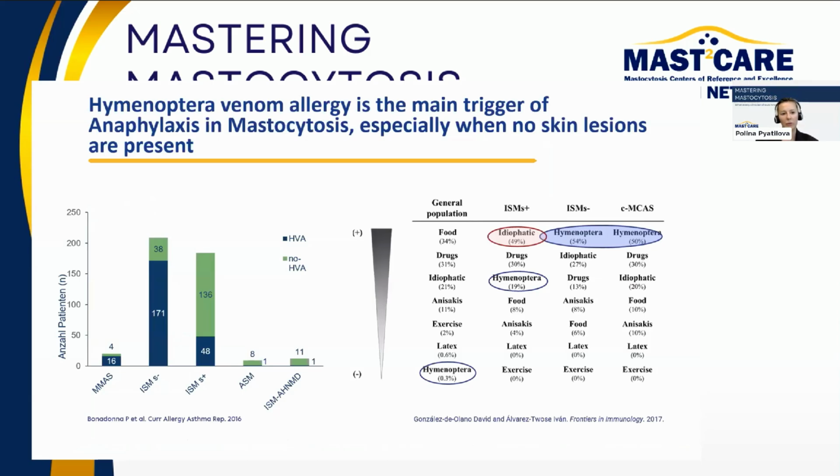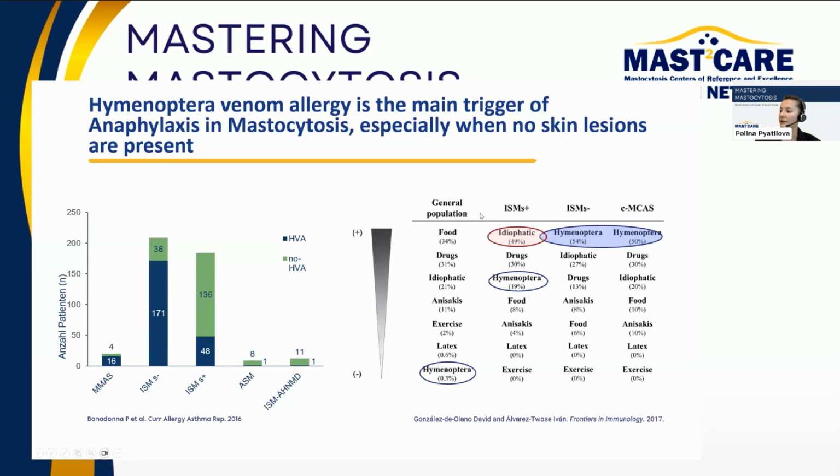What we also need to know about anaphylaxis: we know that Hymenoptera venom allergy is the main trigger of anaphylaxis, and you see different studies. There are many, many studies, from an Italian group, also a Spanish group, also from Belgium. Many studies show that patients without skin involvement usually are diagnosed because they experience venom allergy and have induced severe anaphylaxis.